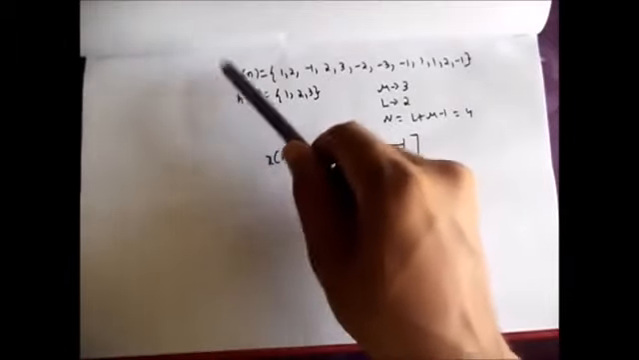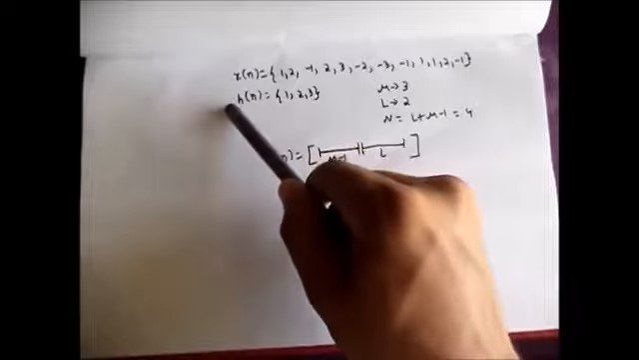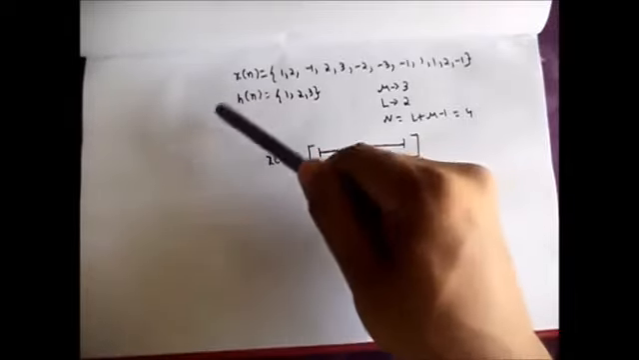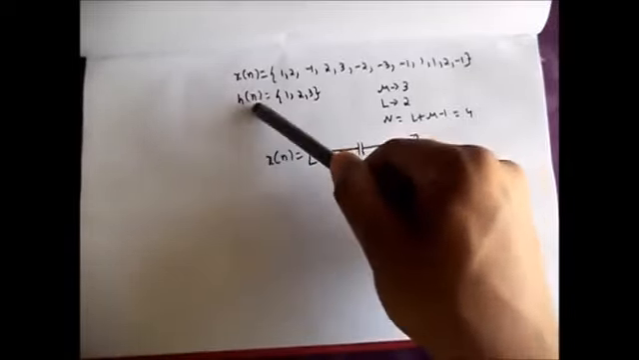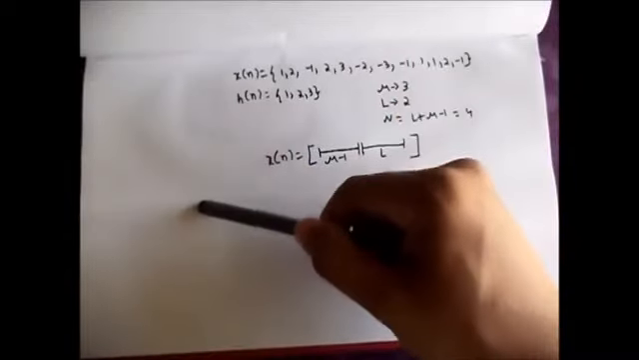Hello everyone. In this tutorial we will solve a question based on the overlap save method. Here we are given an input sequence and the impulse response of the filter, and we are told to find the output sequence by using the overlap save method.